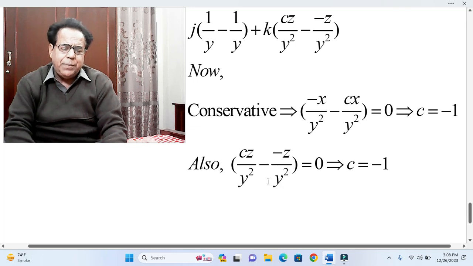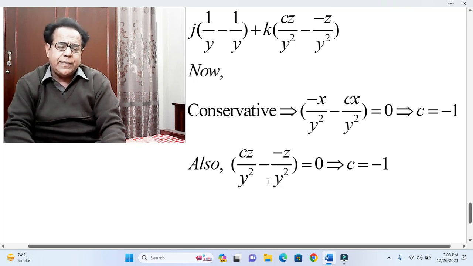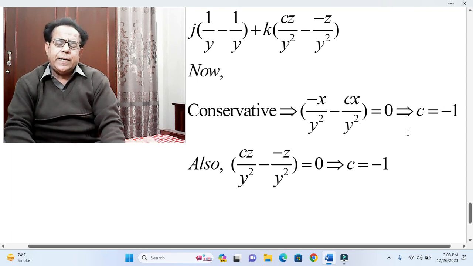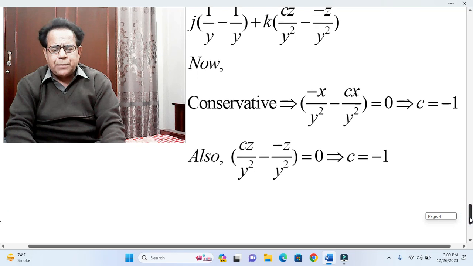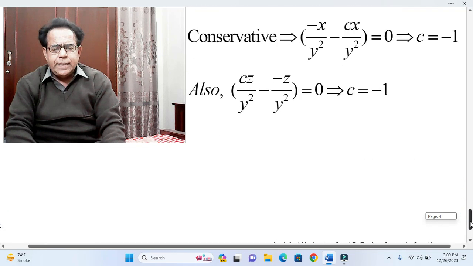Y square will be cancelled by multiplying both sides with y square, and hence cz equals minus z, c equals minus z over z, c equals minus 1. Okay, here the value of c in this case is also minus 1, and in the other case is also minus 1. So our second part also has been solved successfully. This is the end of our problem.